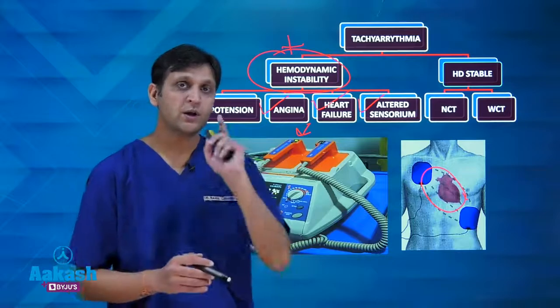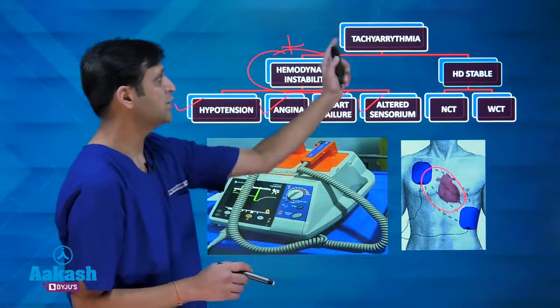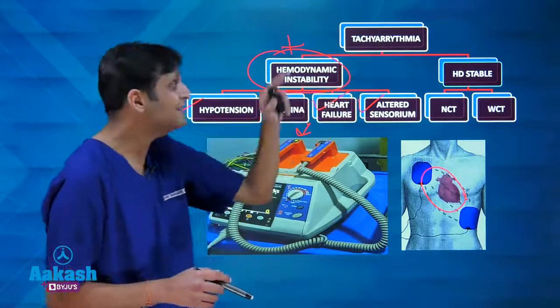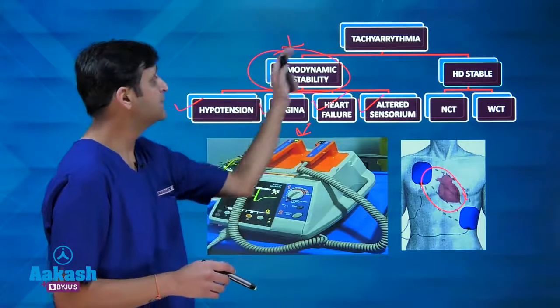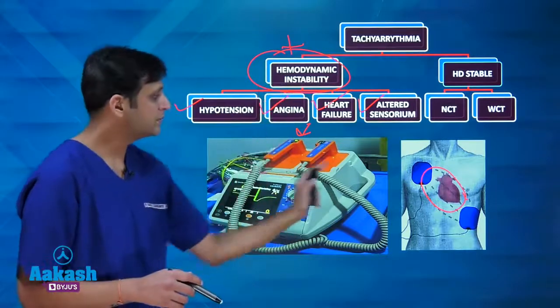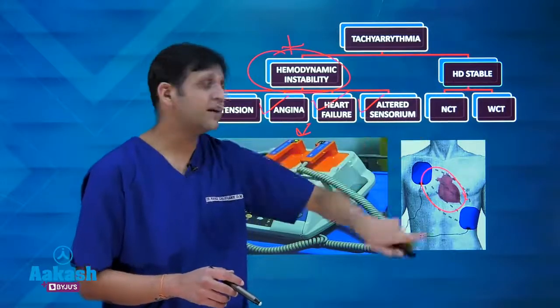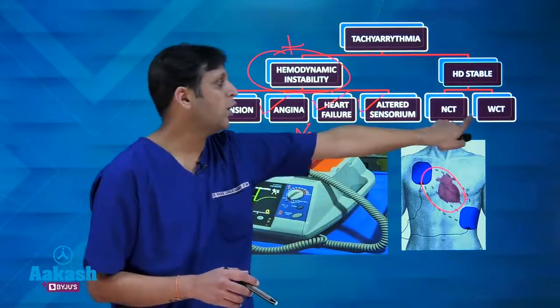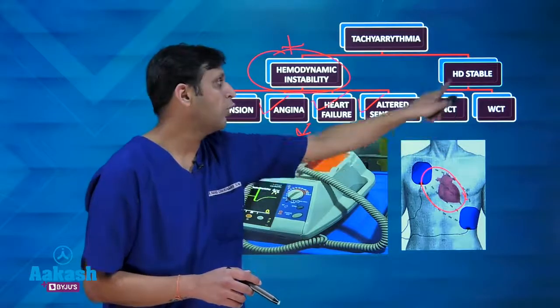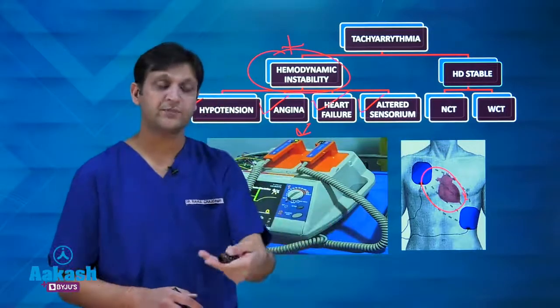Fine. So look at the question, focus on the word tachyarrhythmia, look at the hemodynamic stability. If the word is hemodynamically unstable, this is your answer. If the word is hemodynamically stable, then look at whether the ECG is narrow complex or wide complex tachycardia. Now, how do we manage this? I will be discussing in a subsequent slide.